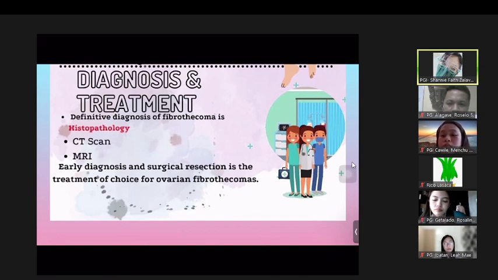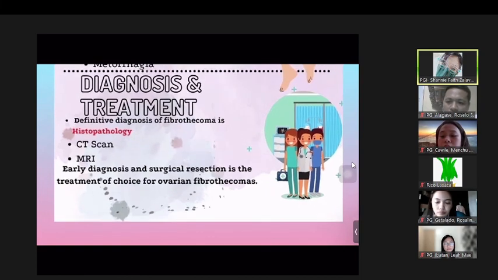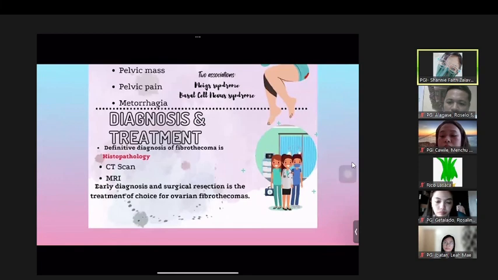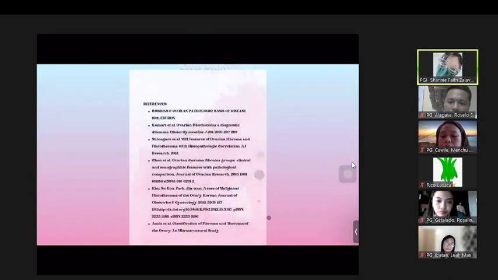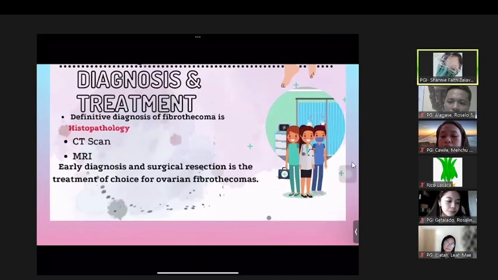So for the diagnosis and treatment, early diagnosis and surgical resection is the treatment of choice for ovarian fibrothecomas. Accurate preoperative diagnosis of ovarian fibrothecomas with cystic degeneration could have prevented extensive surgical interventions such as bilateral salpingo-oophorectomy with hysterectomy. Tumorectomy is also indicated in young patients, while radical surgery in terms of bilateral salpingo-oophorectomy is indicated for perimenopausal and menopausal patients and is associated with a good prognosis.